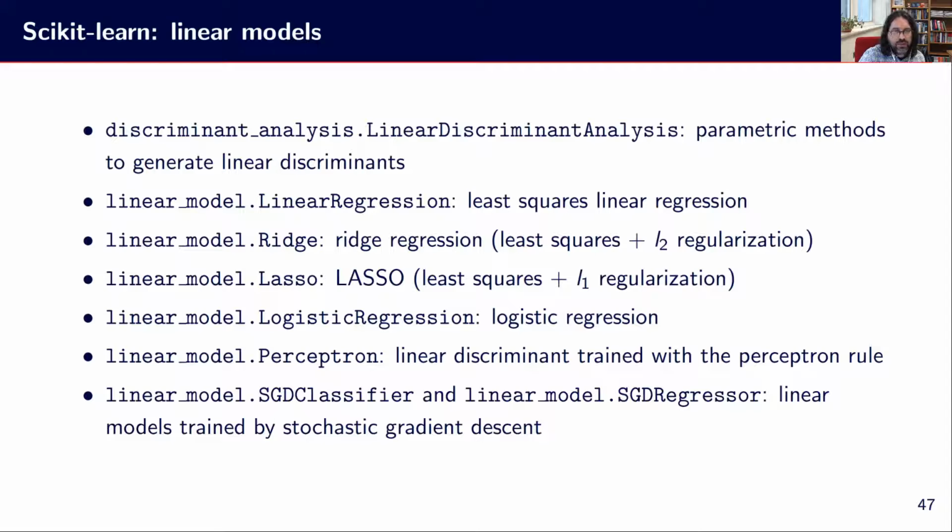Also, there are stochastic gradient descent approaches implemented as SGD classifier. We also have a regression model, which is called SGD regressor. So these models are trained by stochastic gradient descent. Like I said, this is really interesting for dealing with huge data sets because these ones are made to deal well with such big data sets.